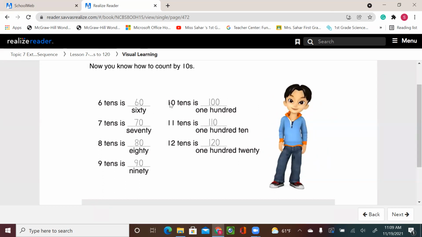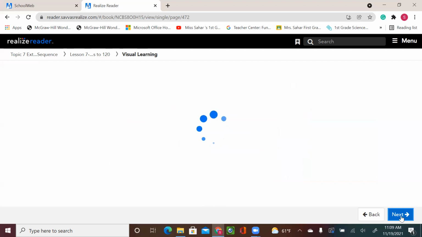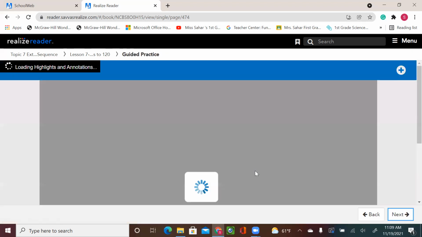As we see, 10 groups of tens is 100. 11 tens means 100 and one more 10, and that's what I have: 100, and I add the 10, so 110. 12 tens is like 10 tens and two more tens. All right, let's see our guided practice, page 286.